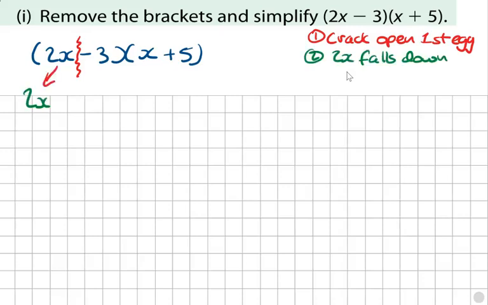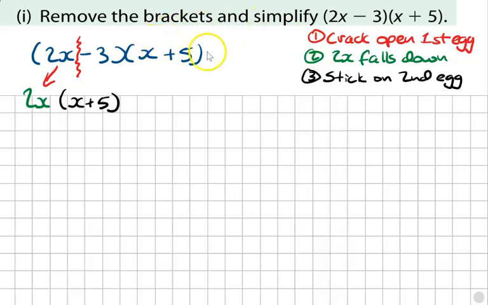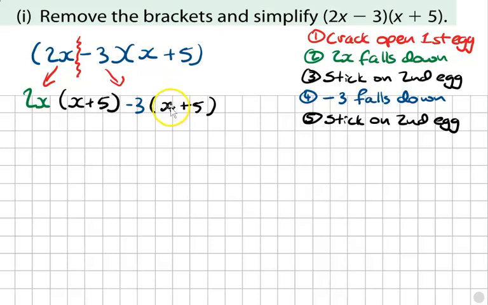The 2x falls out of the egg because we cracked it open. So the 2x falls down. And then we stick on the second egg. So we did not put a crack into the second egg, so that stays intact with the brackets. That's very important. It stays intact with the brackets, and we just stick it onto the 2x. Remember, we did crack open the first egg, so if the 2x fell down, then the -3 will also fall down. So the -3 falls down, and then we stick on the second egg. So again, the second egg stays intact, so the brackets stay around it. So we have x plus 5 with brackets around it.